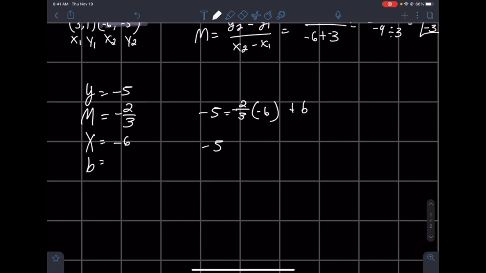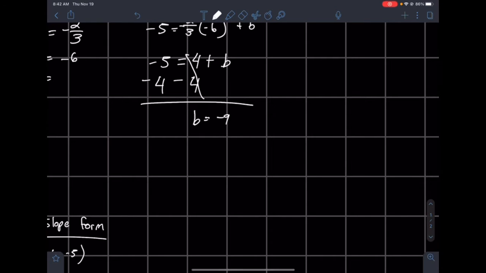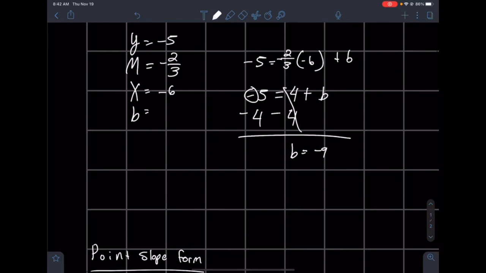So negative 2/3 times 6 equals 4 plus b. So then subtract 4 from both sides. So negative 5 minus 4, b equals negative 9, because that had a negative. So negative 9 is your b.